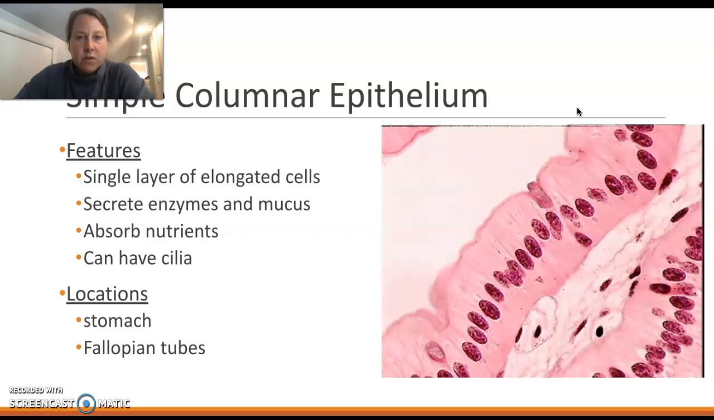Okay, and then the next one is simple columnar. Simple referring to one layer, columnar more column shaped, so longer than they are wide. They're going to secrete enzymes and mucus as well as absorb nutrients. Some of them have cilia, but some of them it's not really clear to see. The most common location that we'll find simple columnar cells are lining our stomach and also in the fallopian tubes as well.